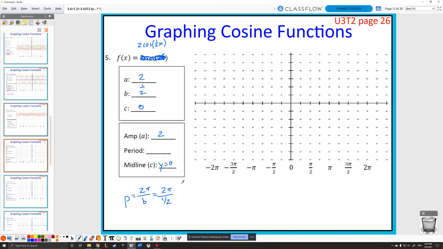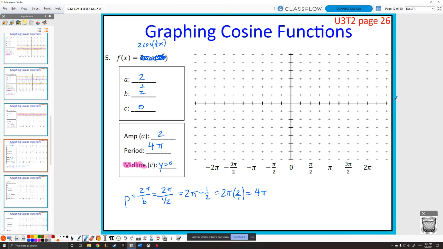Now, maybe you know how to do this off your head. I know some people have trouble with this. This is the same thing as 2 pi divided by 1/2, right? I can rewrite this as 2 pi multiplied by 2, or 2 over 1. So this is equal to 4 pi. So that's a little different than what we're used to. And that's okay. Let's just go ahead and try to draw this and see what happens.